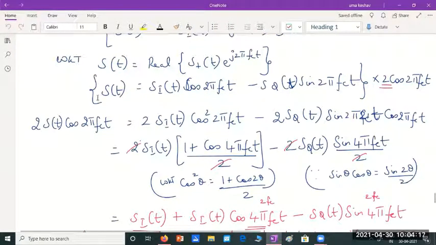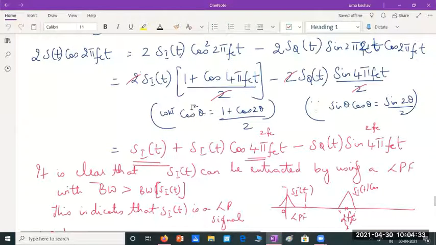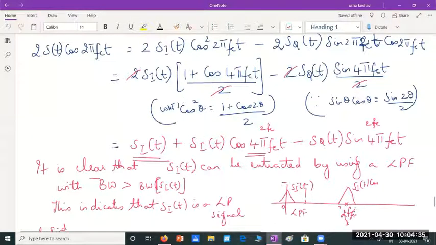I'll use this for the given signal. S of t is the given bandpass signal, and I'll write its canonical representation, Si cos 2 pi fct minus Sq sin 2 pi fct, and multiply both sides with 2 cos 2 pi fct. When we did that, we saw that if we use the trigonometric expansions cos square theta as 1 plus cos 2 theta by 2 and sin theta cos theta as sin 2 theta by 2, we would get the final expression in this form.